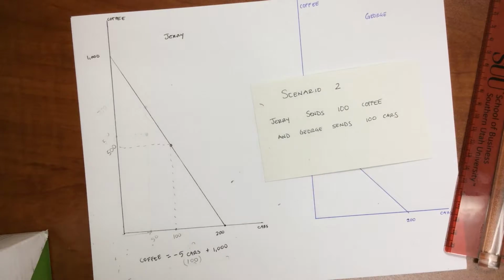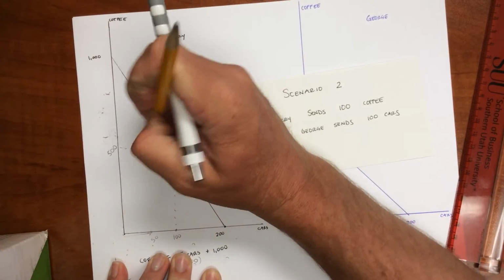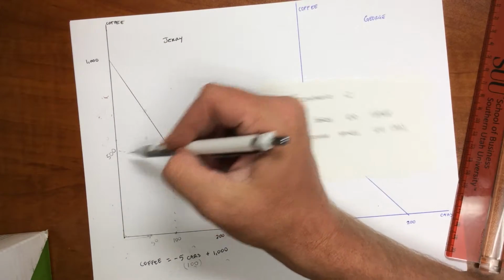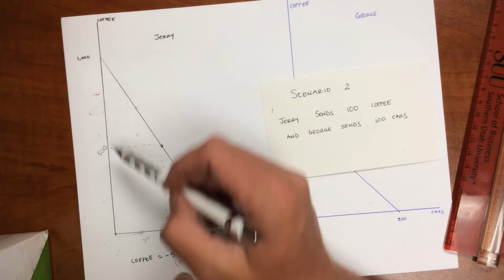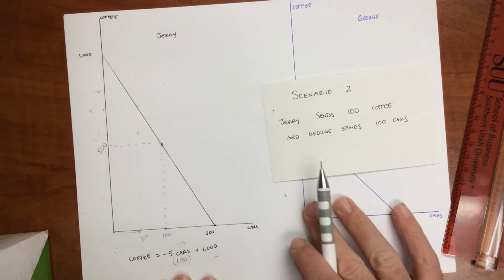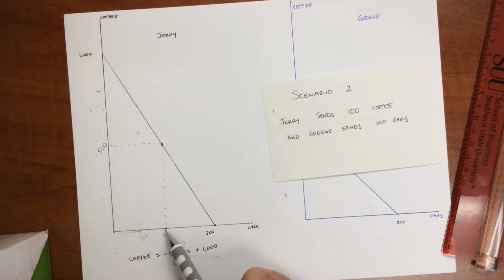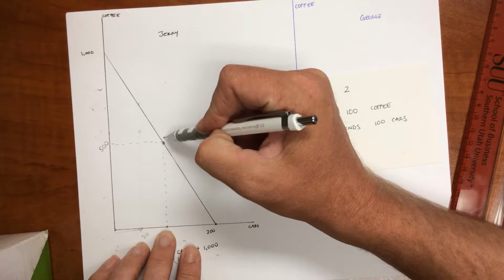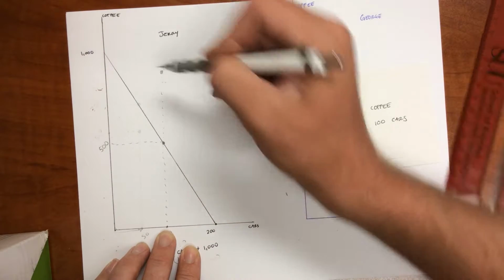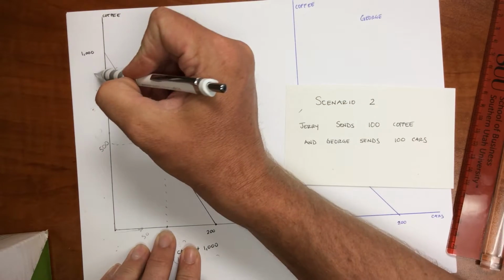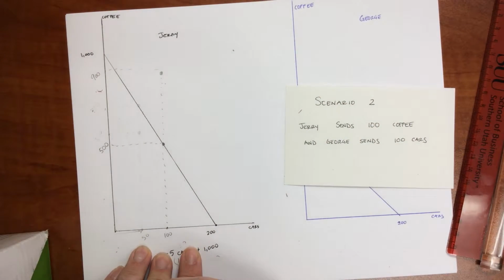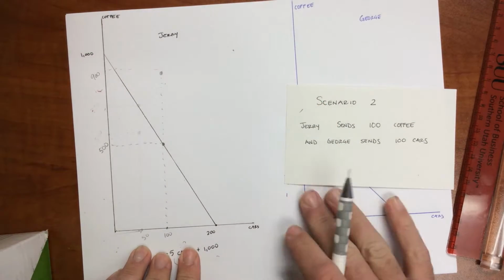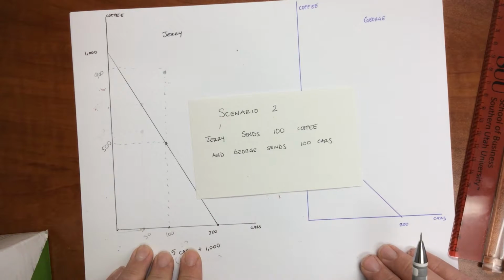So on his own, that's why I erased this, because it's not necessarily drawn to scale. But on his own, if Jerry would produce 500 cups of coffee, he could also produce 100 cars. But in this example, George is going to send him 100 cars, and he only has to send George 100 cups of coffee in return. So Jerry won't have 500, but instead he'll only have to send 100, so he'll actually have 900 cups of coffee. The point he's going to be at is well above the PPF. Jerry says, great, I accept.